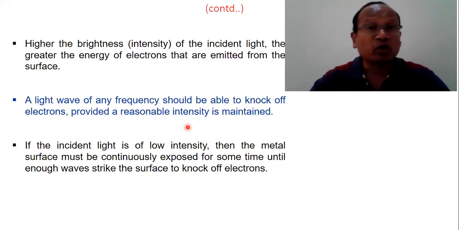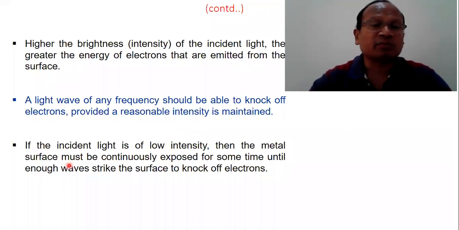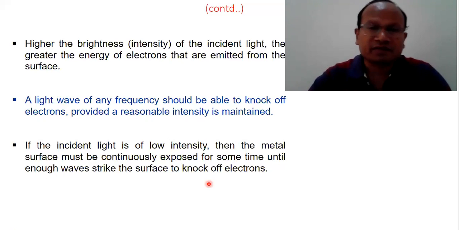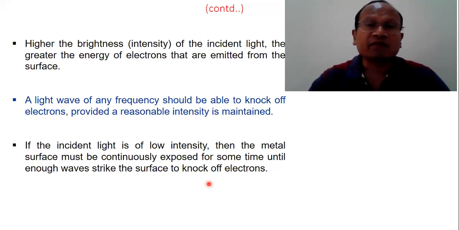If the incident light is of very low intensity, the metal surface must be continuously exposed for some time until enough waves strike the surface to knock off the electrons. Say when the intensity is very low, because we know that when you put some light energy on a surface for a long time, there is a heating effect, and the amount of that light energy, its intensity, will increase. So that may cause emission of some electrons, but it does not mean that low intensity light will suffice to provide enough electrical current.